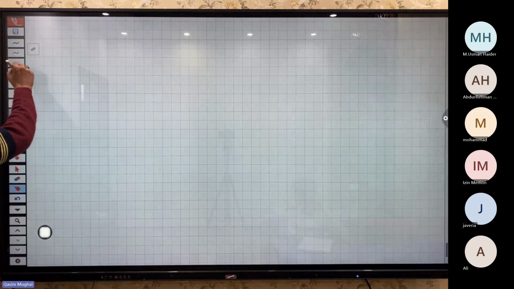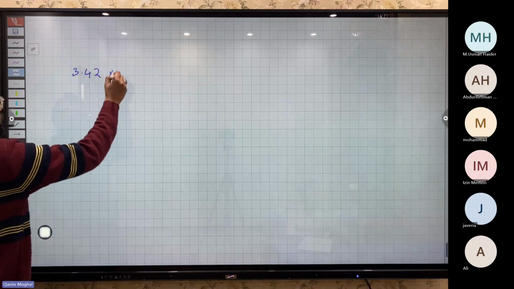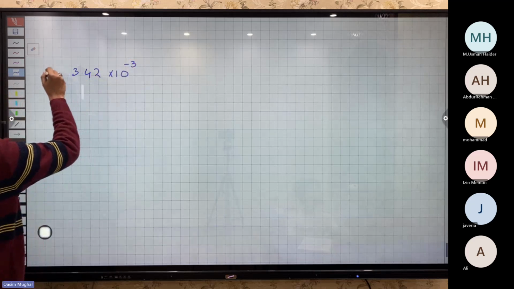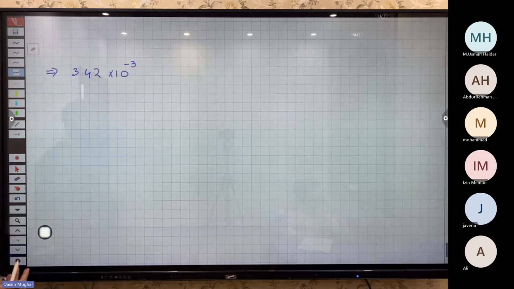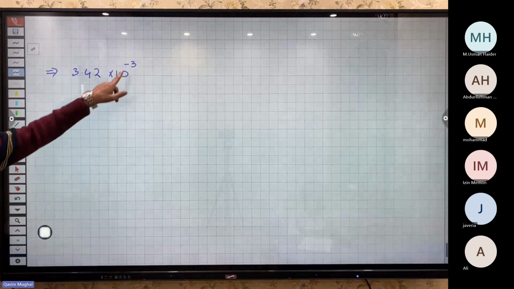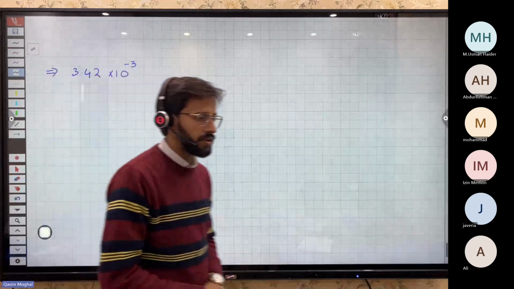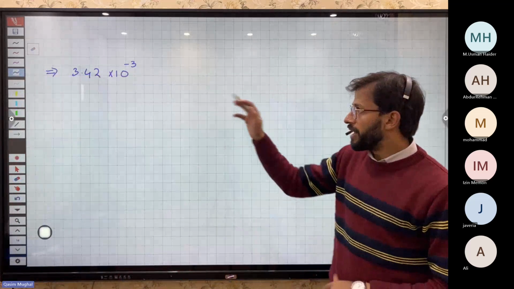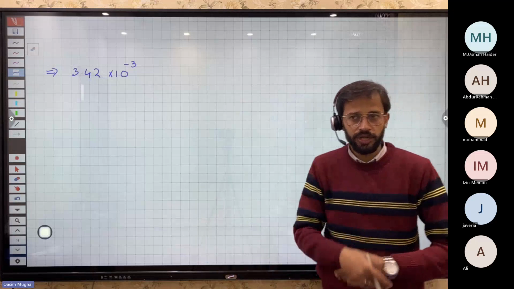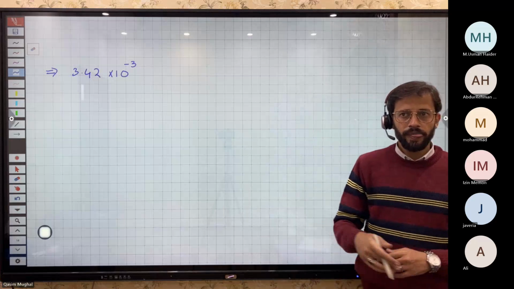Okay, so for example, if I give you a number 3.42 into 10 raised to the power of minus 3. This number is in standard form. The examiner asks you to write this number in an ordinary notation. I need to, okay, remember, अब एक ही रूल है ऑर्डिनरी नोटेशन का, 10 की पावर क्या होनी चाहिए, 0. माइनस 3 को मैं 0 कैसे बनाऊंगा, +3. +7 को मैं 0 कैसे बनाऊंगा, -7.